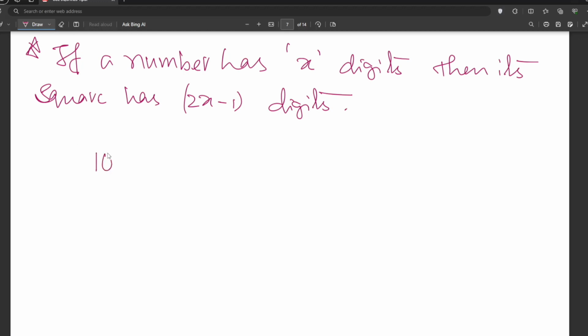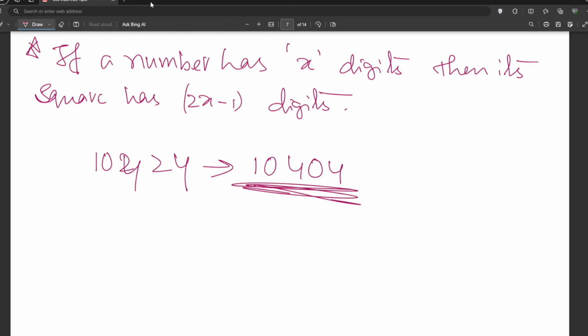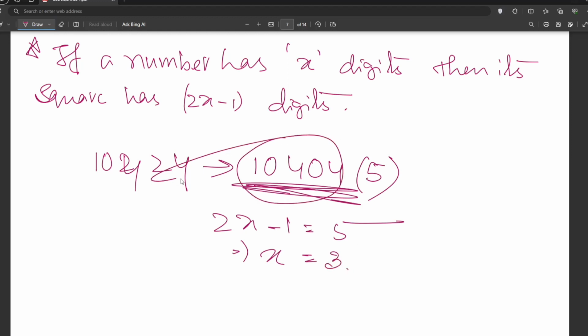Suppose the number is 10404. See, there are 5 digits in this number. So the question is, if a number has x digits, then its square has 2x minus 1 digits. So this has 5 digits. That means 2x minus 1 is equal to 5, that is x equals 3. So its square root will be a number of 3 digits, which is 102, and this is a 3-digit number.